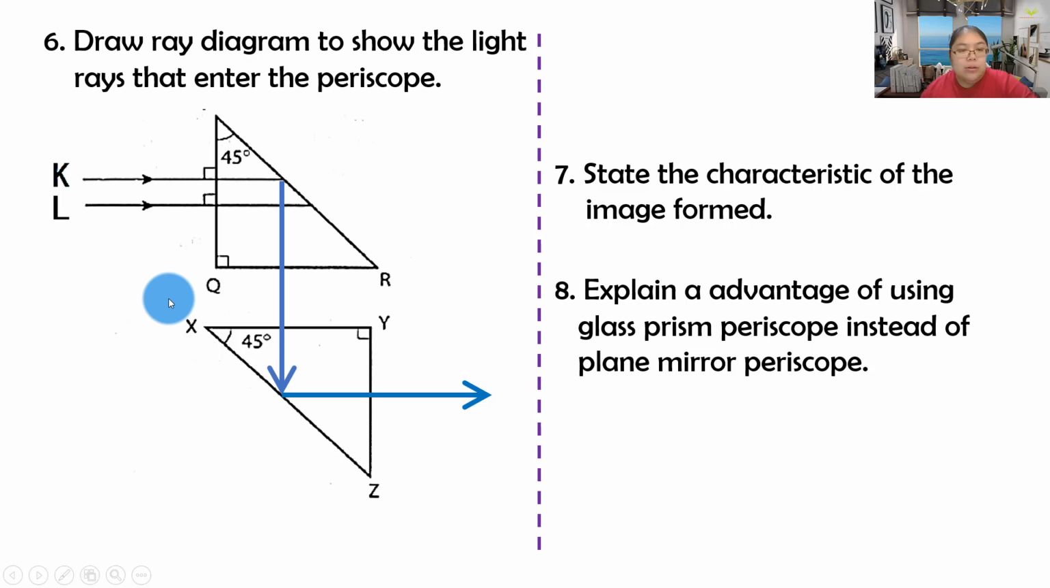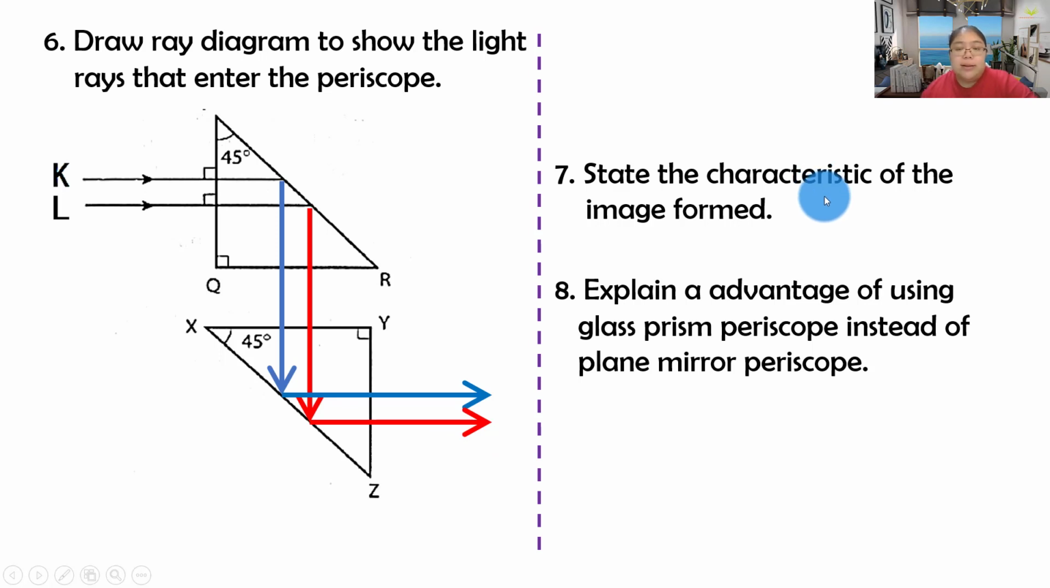Okay, now about the L. L is also the same. One part in prism Q, second part in prism Y. After that they go out. So this one is the L location. So this one we call total internal reflection in the periscope.